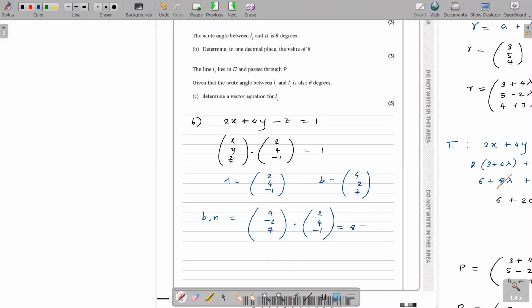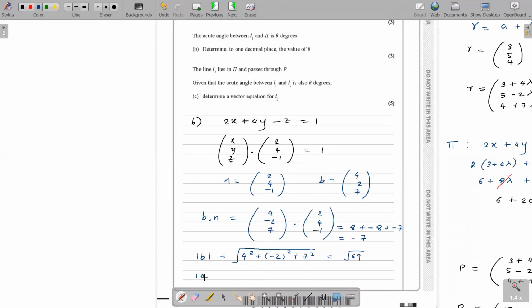Plus 4 into minus 2 is minus 8. Plus 7 into minus 1 is minus 7. So b dot n is minus 7. We'll get the modulus of b and the modulus of n also. Modulus b is the square root of 4 squared plus minus 2 squared plus 7 squared. How much is this? Root 69.